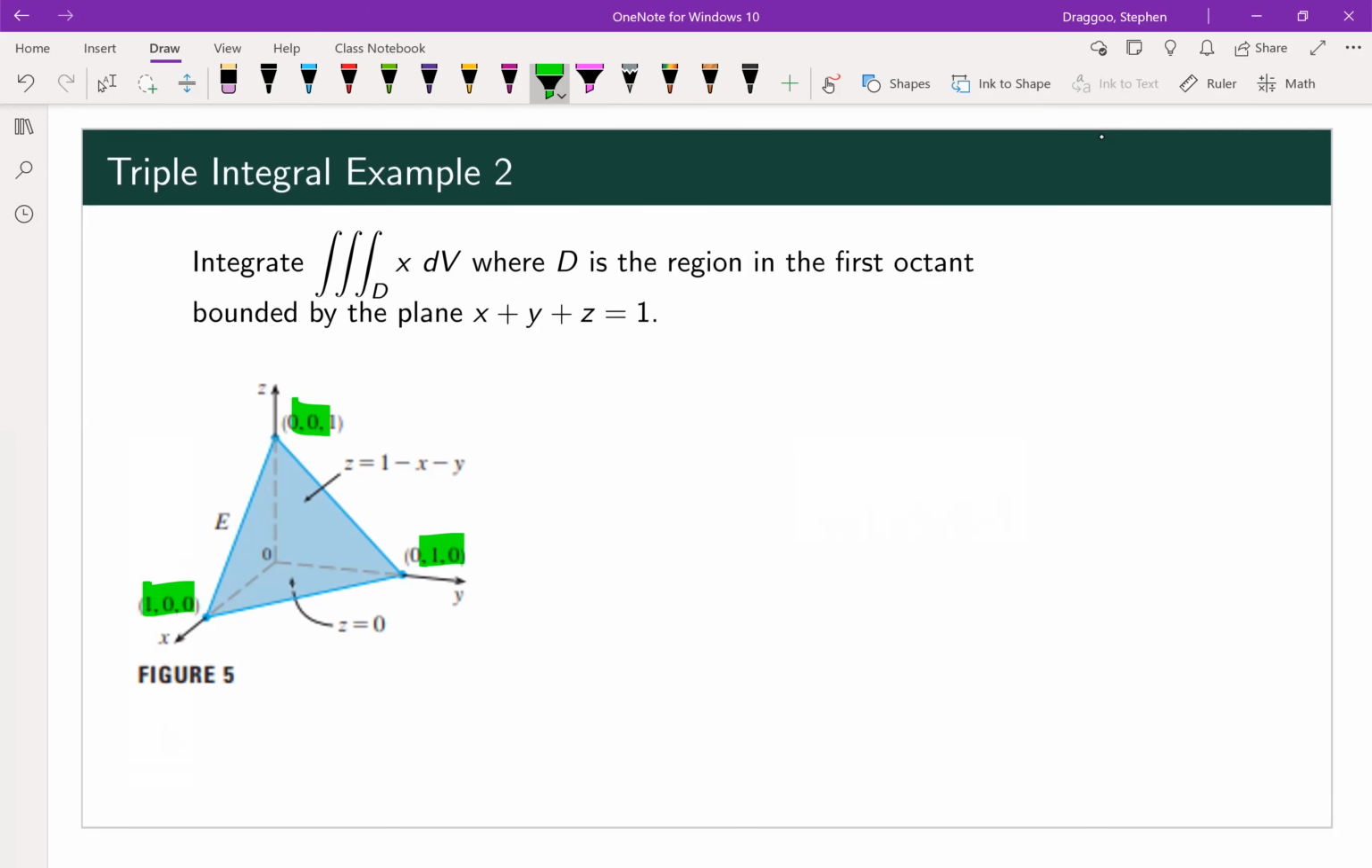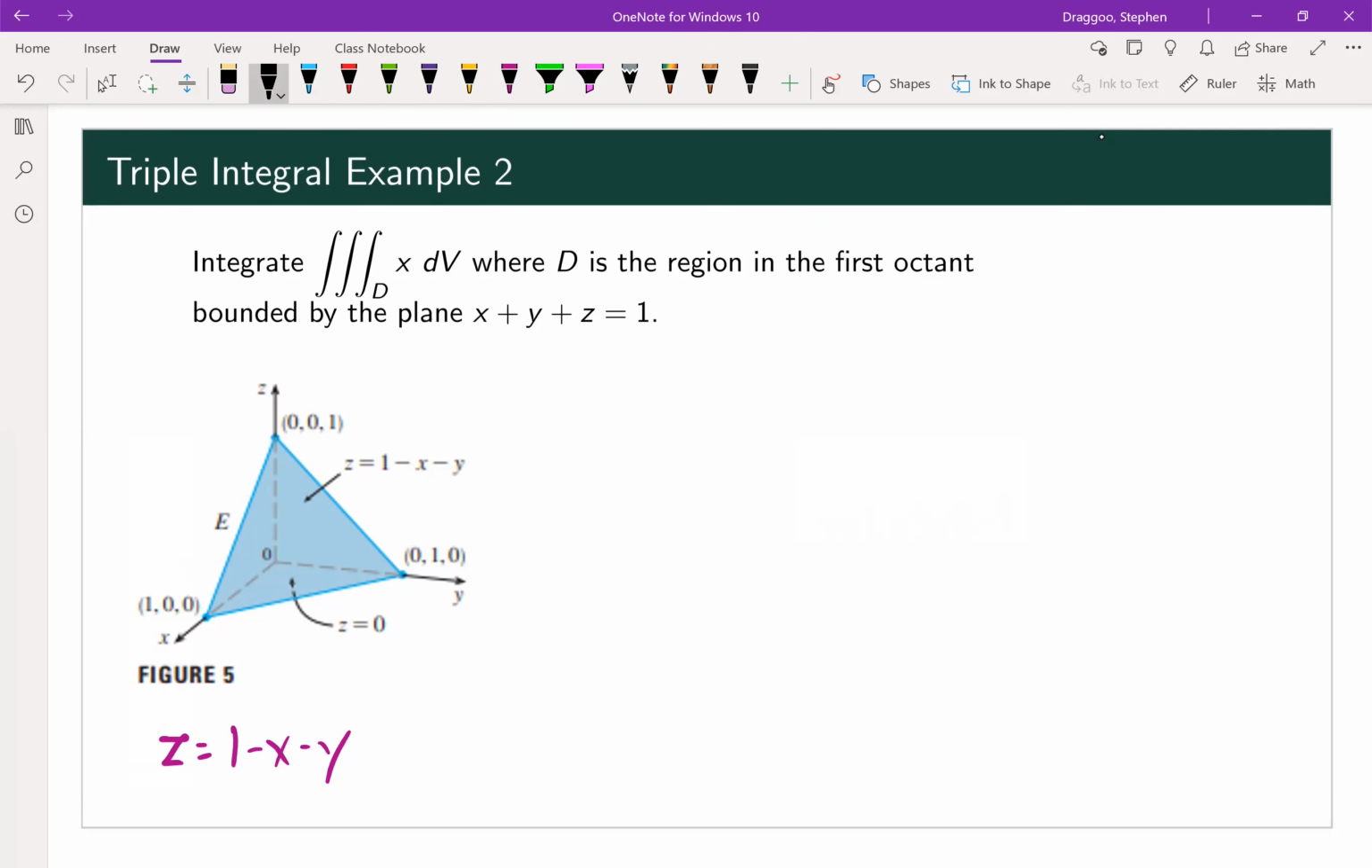So what do we want to do? We want to turn this thing into an iterated integral. So why don't we start by solving that plane for z? Doing so should give us z equals 1 minus x minus y. And then we'll take the projection of this region into the xy plane, and we'll look at the bounds that happen there.